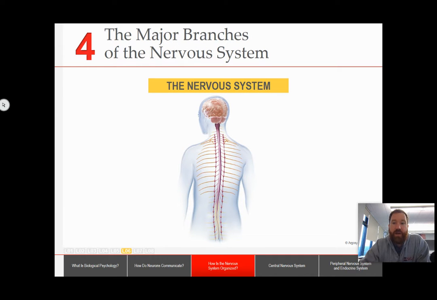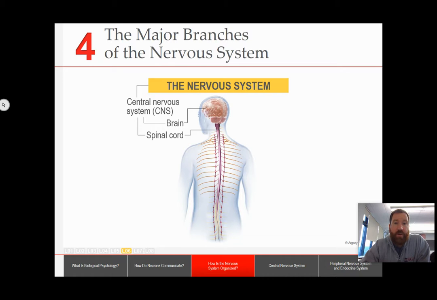Okay, the central nervous system is the brain and the spinal cord. Notice it's not the spinal column, right? So the spinal cord is the series of nerve fibers that are bound together that come out of the base of the brain. Technically speaking, these are the same thing. There's no real biological difference between the central nervous system and the spinal cord.